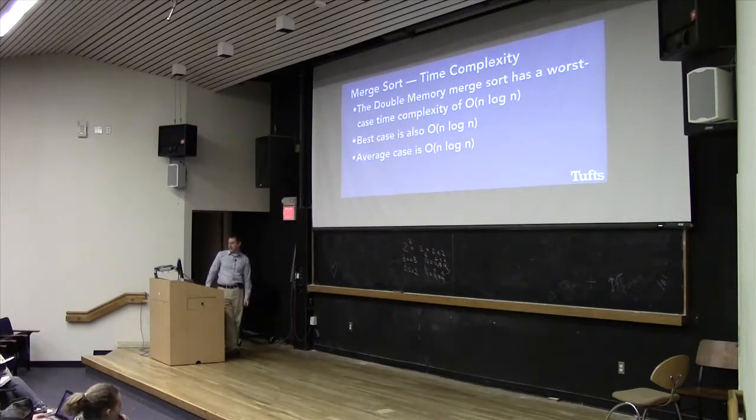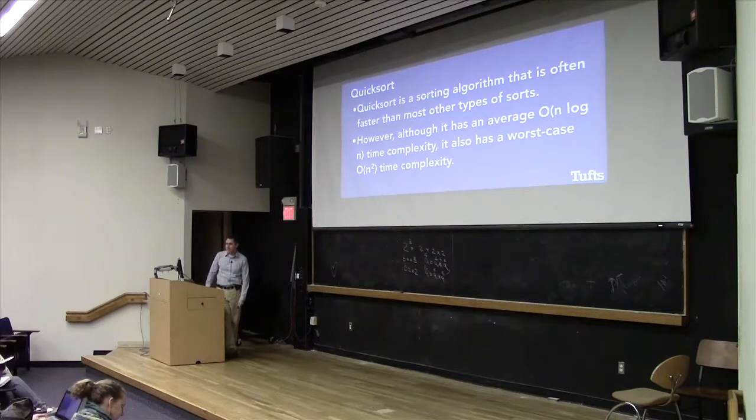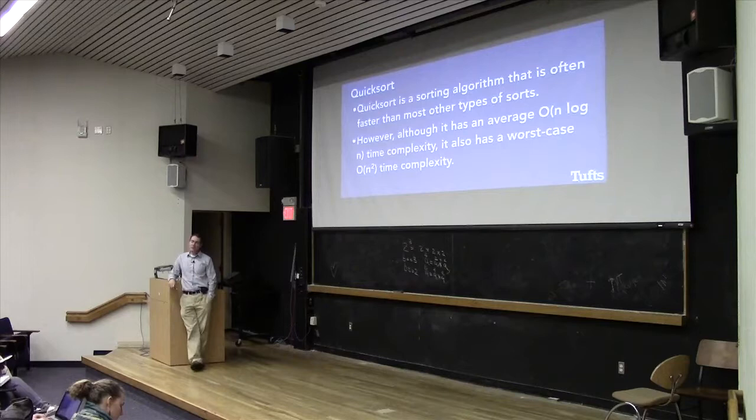Let's look at the next type of sort. Okay. Next type of sort is a fun one. It's called quicksort. Most sorts use some variety of quicksort in order to do fast sorting. Okay? It's a very good algorithm.